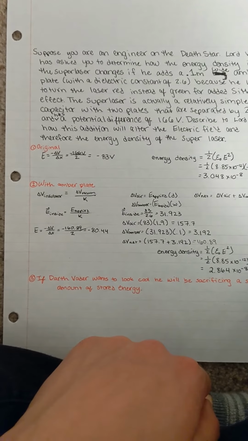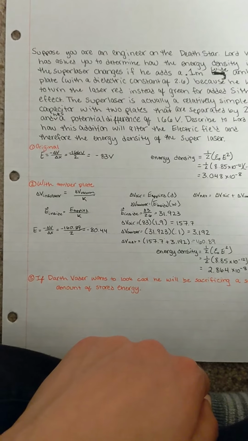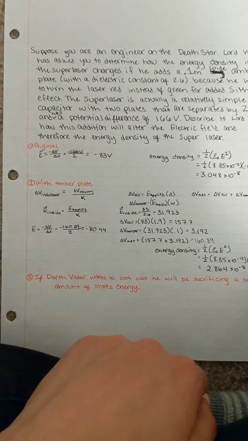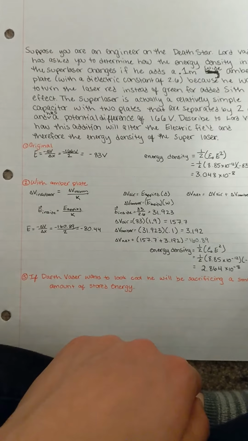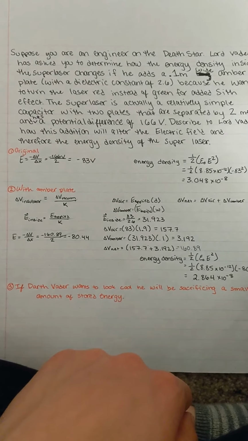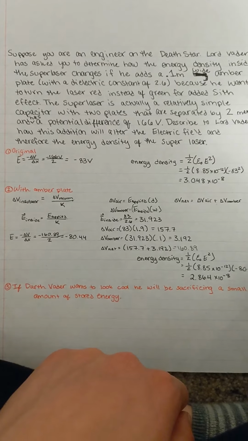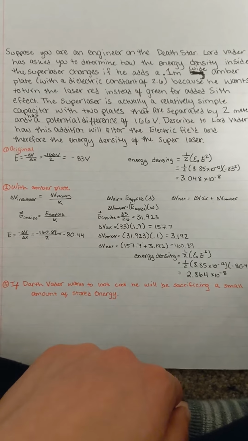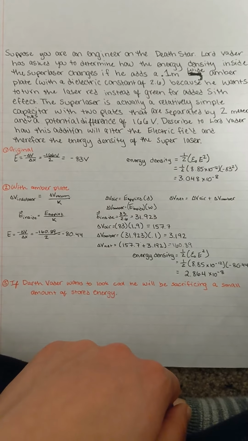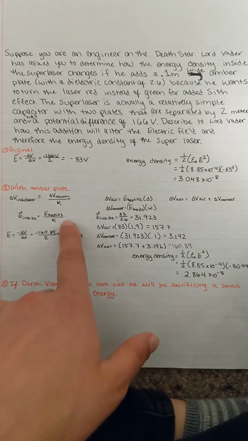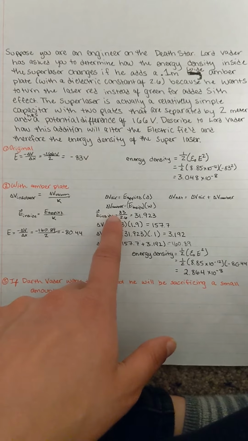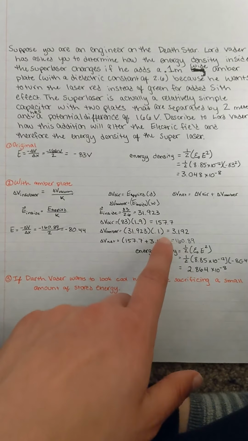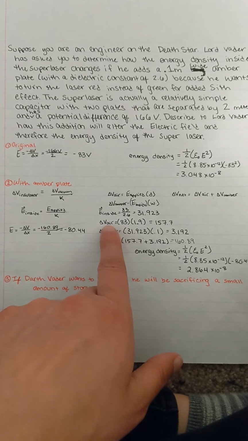The second thing we need to do is calculate our delta V and our electric field in the condition where we have added the amber plate. So the first thing we need to do is calculate the electric field inside of the insulator, in this case the amber, and we get that by looking at the applied field over the dielectric constant. In that case it's negative 83 over 2.6, which gives us 31.923.